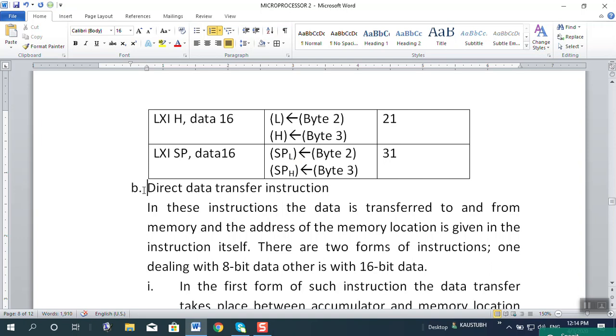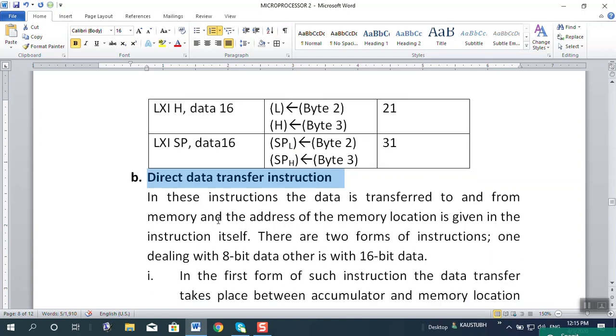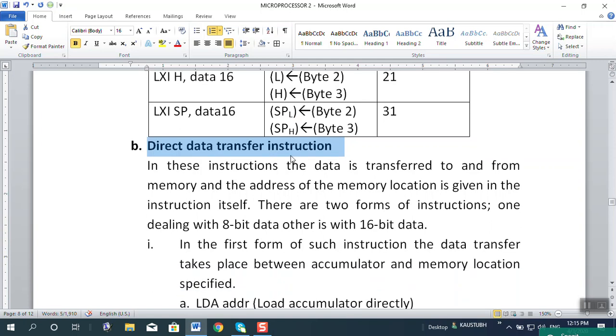In the case of LXI RP, data 16, there are 4 instructions. Now, the second category of the data transfer instructions is based on direct data transfer. The direct addressing mode is the direct data transfer instruction. In this direct data transfer instruction, suppose the data is in your memory and is being copied to the different registers. The address of that memory where data is present is directly given along with the instruction. That is why it is called direct data transfer instructions.